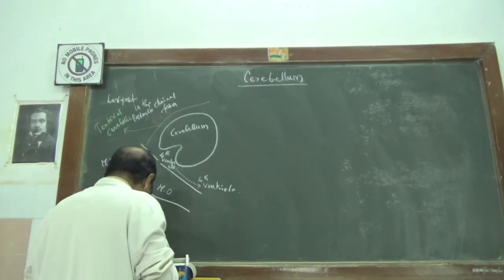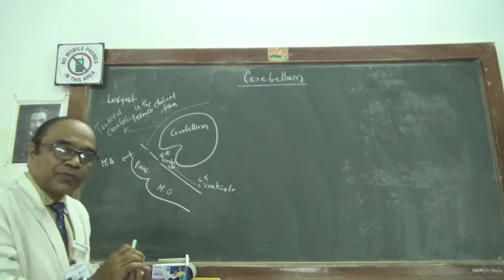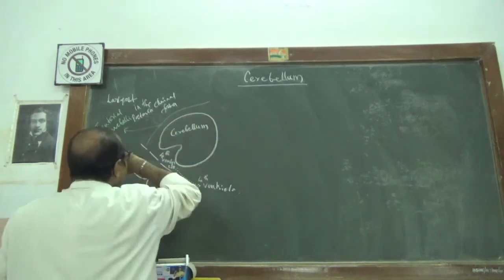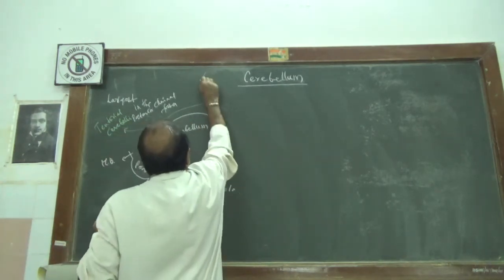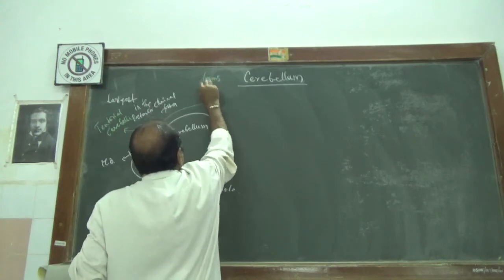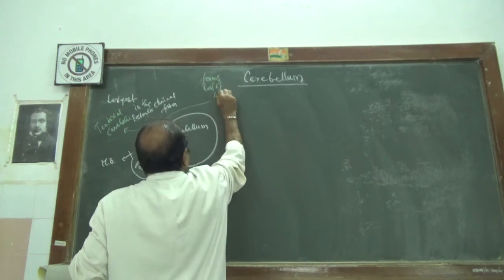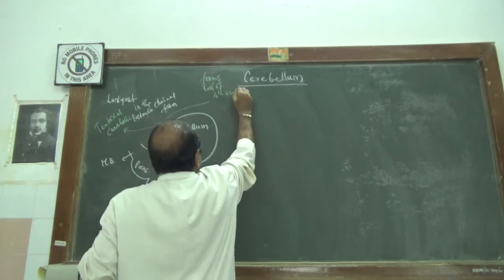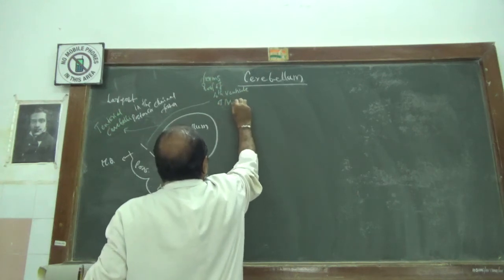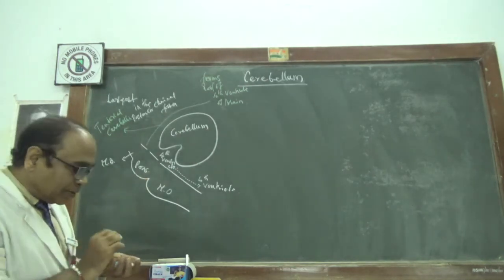Now here you can say cerebellum, which is there like this. It forms the roof of the fourth ventricle of the brain.